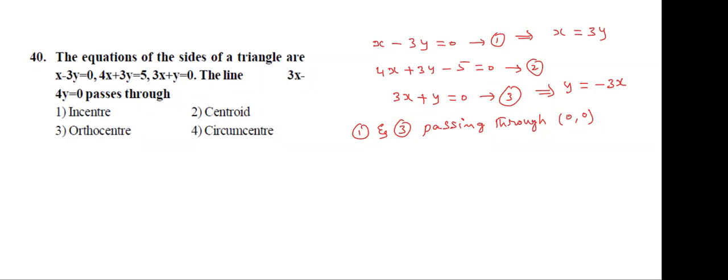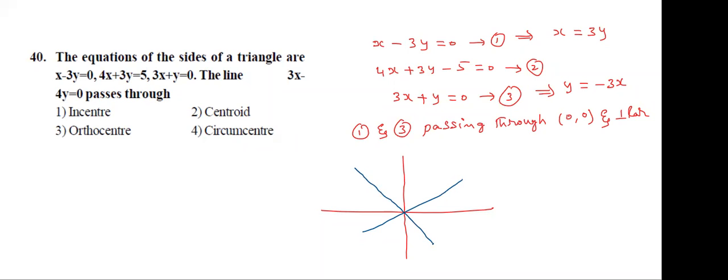Okay, so now draw the diagram, then we will understand. Observe here that 1 and 3 pass through the origin and both are perpendicular. Yes or no? x - 3y = 0 and 3x + y = 0 are perpendicular to each other. This is x = 3y, this is y = -3x. This is equation 1. This is equation 3. But both are perpendicular. What about the other line? I think it is here. This is equation number 2. Okay, this is a right angle triangle.